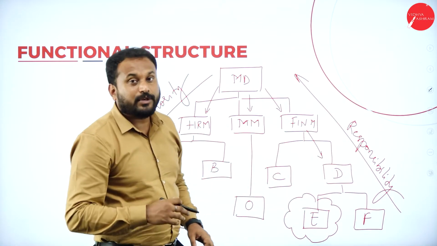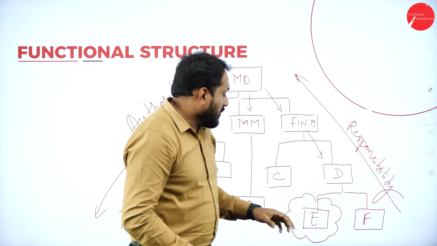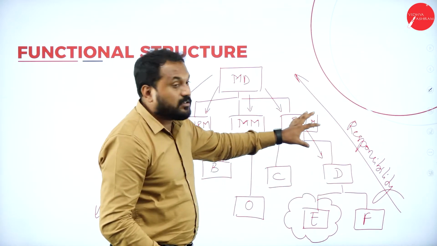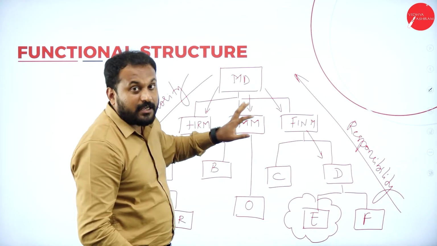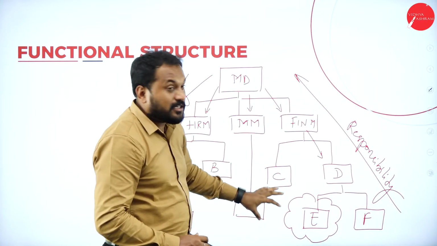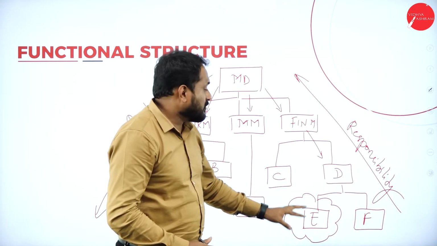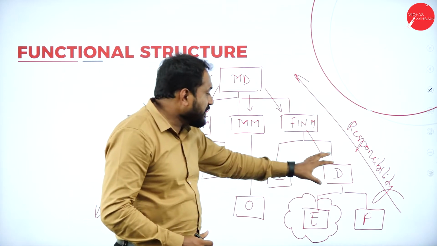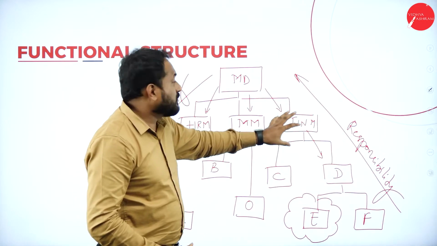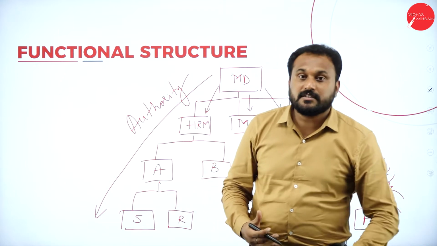Now supposing the finance manager tells something to C to get things done from E, it cannot happen, because this is called the unity of command. That is, one person having one boss. E will be only answerable to D, not to C, not to the finance manager, not to the MD. Though the MD, finance manager and C are all superior to E, E should only listen to what D says. D should only listen to what the finance manager says, and the finance manager should listen to what the MD says. This is a military concept of being a functional structure.